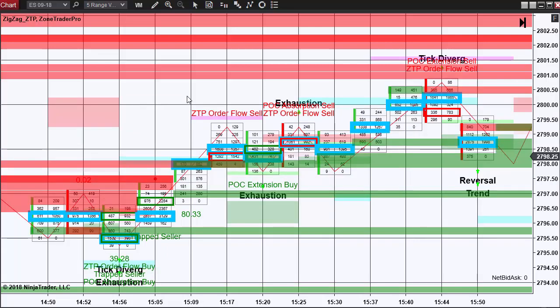At a possible exit to the trade, we again note the lack of any red selling extension zones, and those do not occur until the market trades several points higher. And again, at that zone, we have a POC extension sell along with a ZTP order flow sell and a tick divergence pattern.